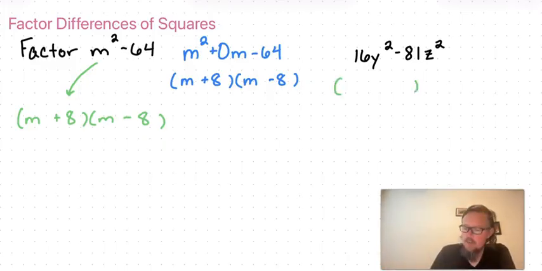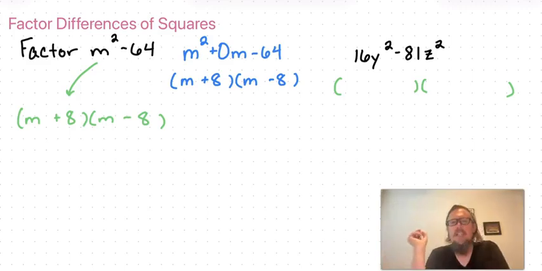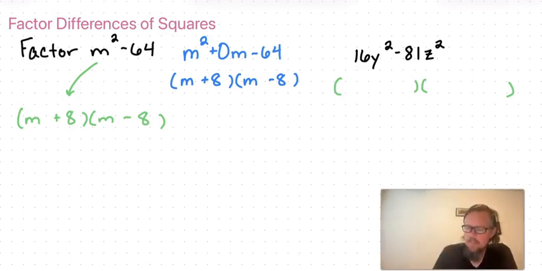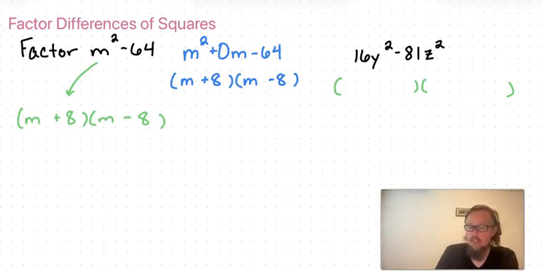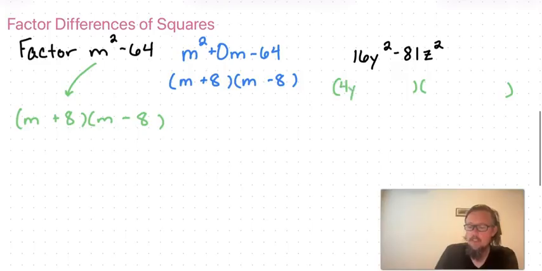So let's try it right here with 16y squared minus 81z squared. This is a difference because there's a minus sign in the middle, and they're both perfect squares. 16y squared: the square root of 16 is 4, and the square root of y squared is y. So both parentheses are going to start with 4y.